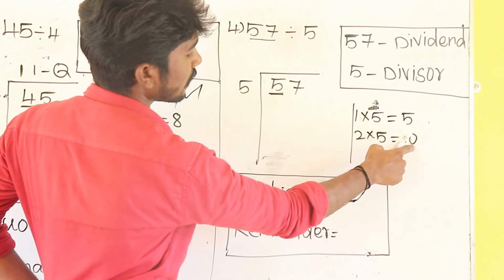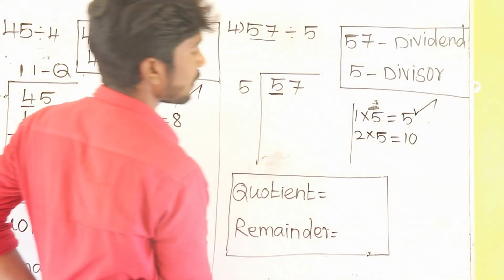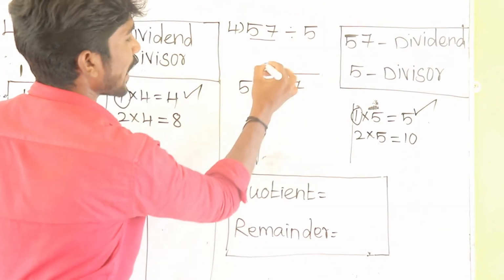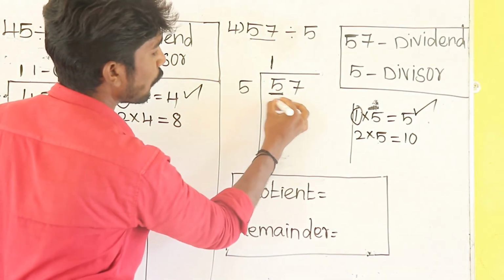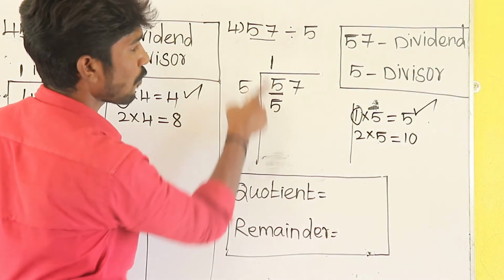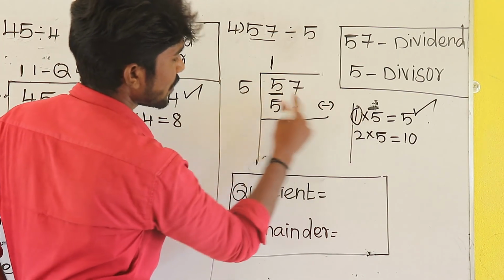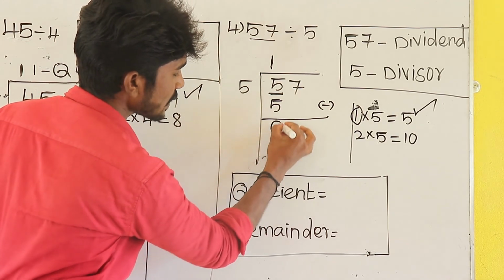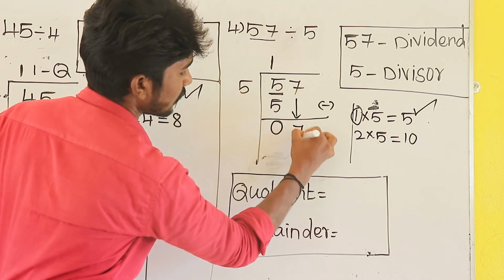Write the table: 1 5s are 5, 2 5s are 10. Here the dividend value is 5, so this one is possible. 1 5s are 5. Here 1 is the quotient value. So write here 1. 1 5s are 5, so write 5. Next, subtraction. 5 minus 5 is equal to 0. So write here 0. Next, write 7 downside.